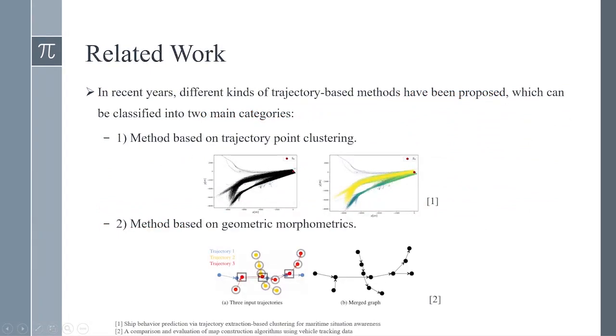In recent years, different kinds of trajectory-based methods have been proposed, which can be classified into many categories: methods based on trajectory points clustering and methods based on distance estimation. There are also some hybrid methods that can be more than one stage. The first is method based on trajectory point clustering. The second is method based on geometry and morphometry. Among these methods, the most promising is the deep learning based approach because there aren't many manual parameters and it makes fair use of the prior knowledge in the available map data.